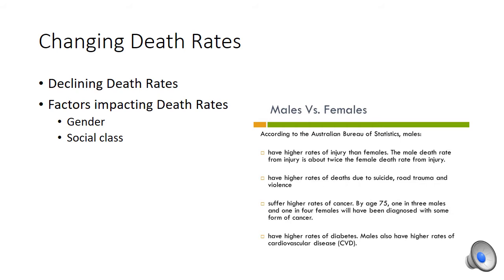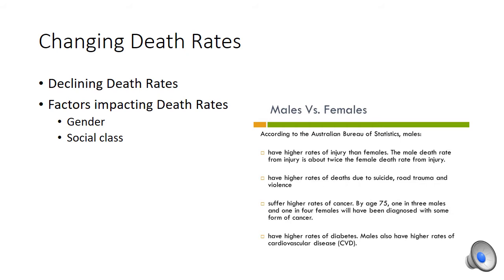In the USA, death rates have declined. Factors impacting death rates include gender, race, and social class. In Chapter 5, we discuss the racial and cultural differences, so for right now, we'll just consider gender and social class. Male death rates are somewhat higher. Can you think of possible reasons why?